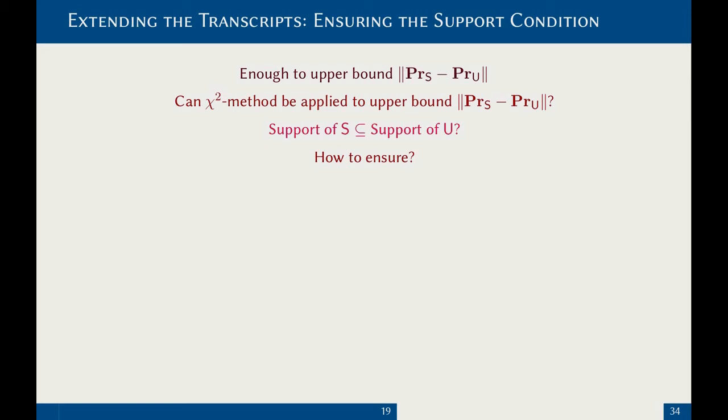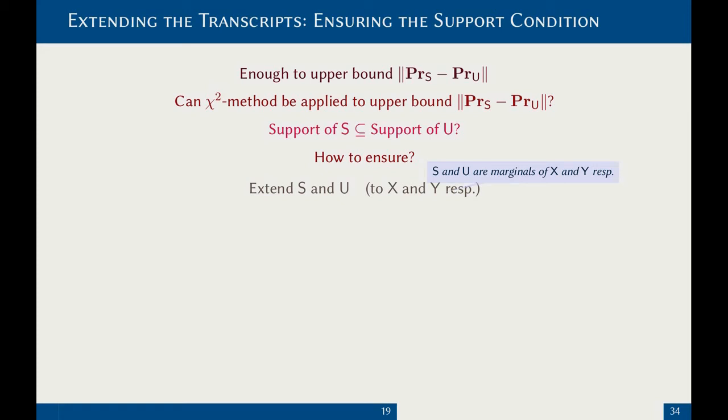Now, can we apply the chi-square method for these two distributions? Here we need to ensure that the support of S is contained in the support of U. That is one of the conditions that has to be met in order to apply the chi-square method. How do we ensure that? We ensure that by extending the transcripts S and U to the transcripts X and Y respectively.